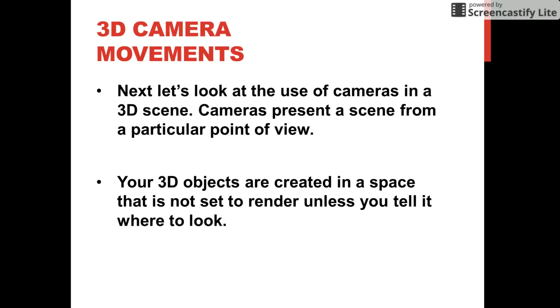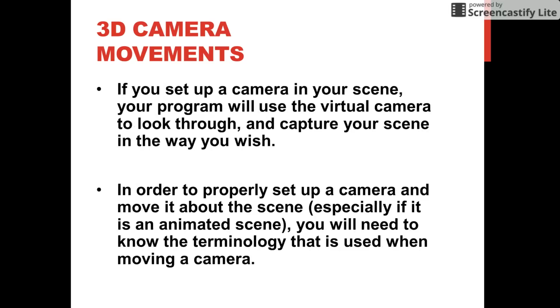Next, let's look at some cameras used for 3D rendering. Cameras present a scene from a particular point of view. Your 3D objects are created in a space that is not set to render unless you tell it where to look. Cameras do this for us. If you set up a camera in your scene, your program will use the virtual camera to look through and capture your scene in the way that you wish.